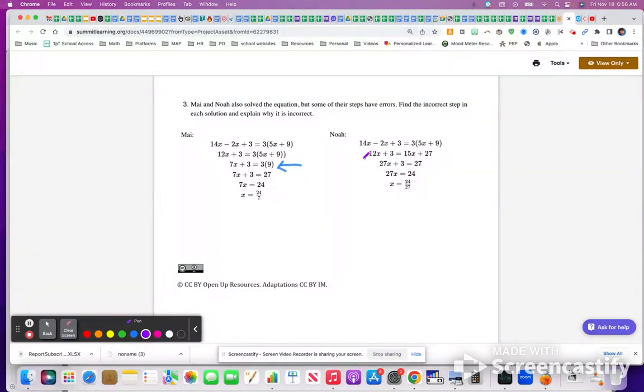15x plus 12x is 27x, but you can't add 15x to this side right here and not add it to this side. He had to subtract 15x and then subtract 15x, and that would have been negative 3x plus 3 equals 27. So right here is where Noah made his mistake.